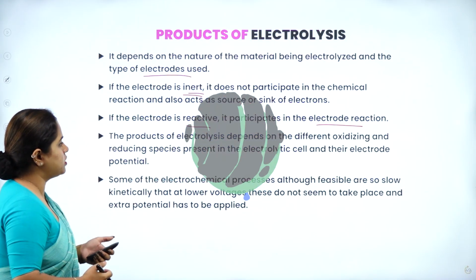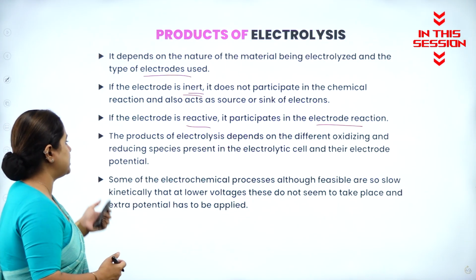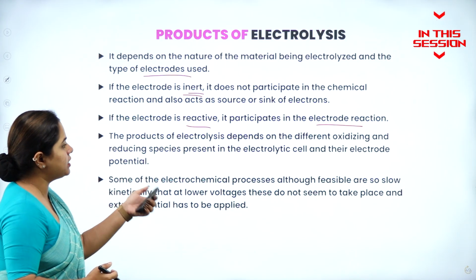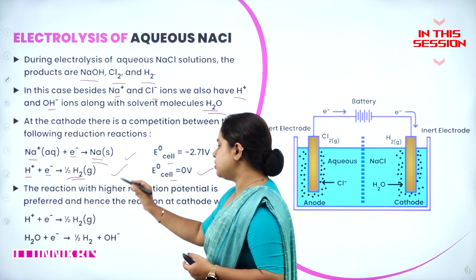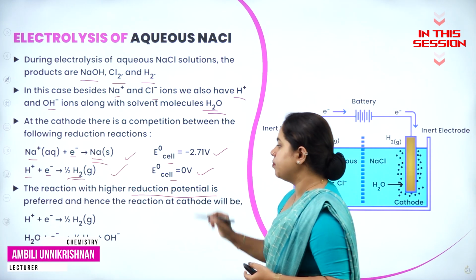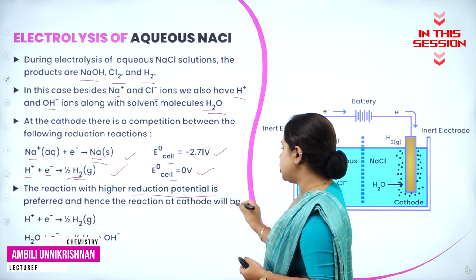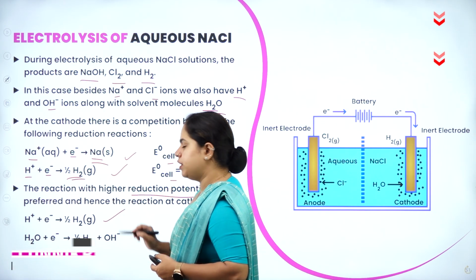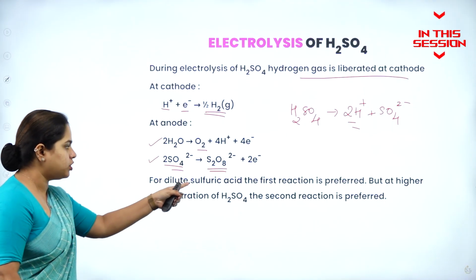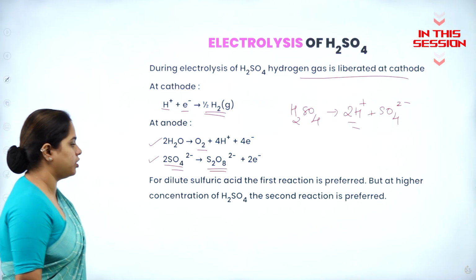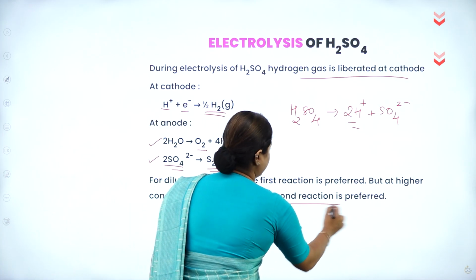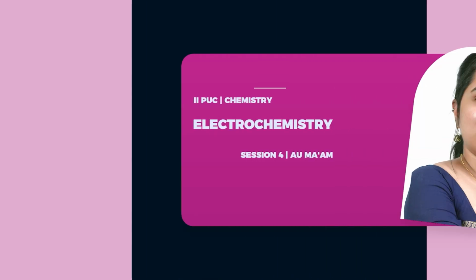The products of electrolysis depend on the different oxidizing and reducing species present in the electrolytic cell and their electrode potential. Now, the reaction with higher reduction potential is preferred, and hence the reaction at the cathode will be that of the hydrogen. For dilute sulfuric acid, the first reaction is preferred, but at higher concentration of sulfuric acid, the second reaction will be preferred.